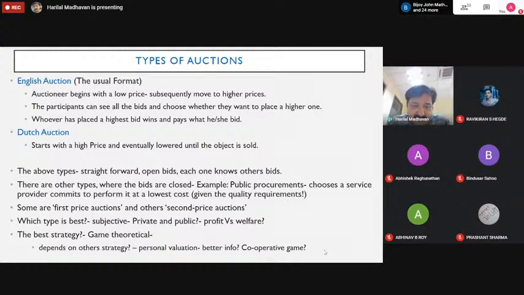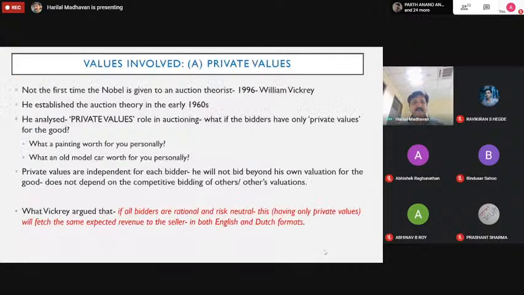So the best strategy is actually a very game theoretical kind of view, where the firms, or a particular bidder, will look for the other's strategy and act accordingly. At some time, there is actually collusion in the market, which is a cooperative game. They may join hands and work against a particular giant, right? That's also possible.